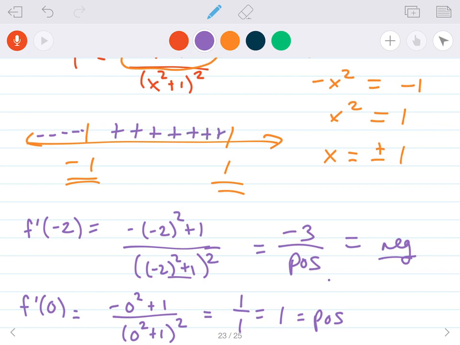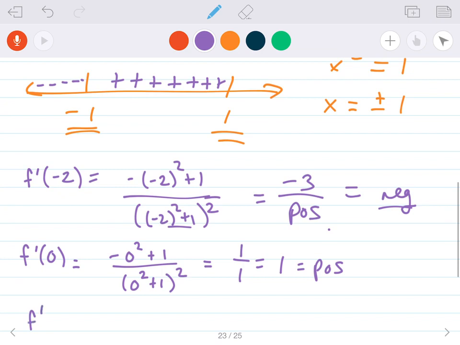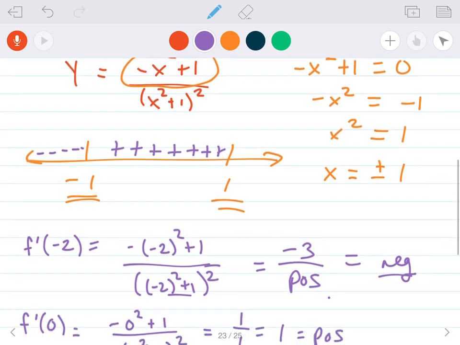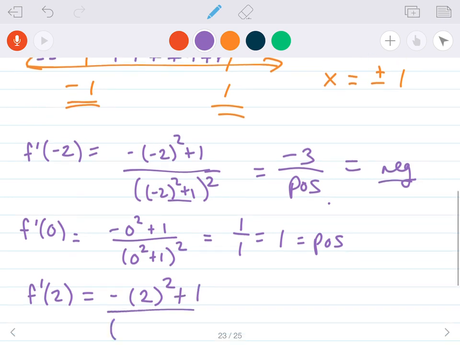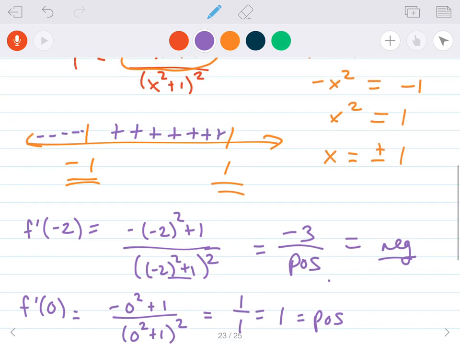Okay, then let's look at something after 1. How about 2? So if we plug 2 into our derivative, we get negative 2 squared plus 1 over 2 squared plus 1 squared. The bottom's going to be positive. The top is going to be negative 4 plus 1, which is negative 3. Again, negative over a positive is a negative.